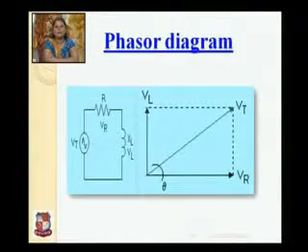This is the phasor diagram for an RL series circuit as shown in figure. Voltage across R is VR and voltage across L is VL. Now as shown in figure, this is your VR, means voltage across resistance.